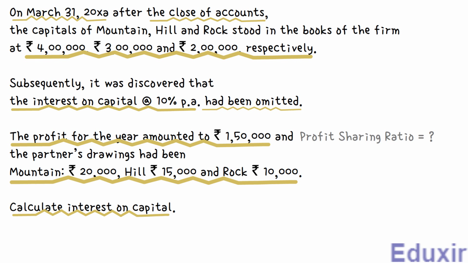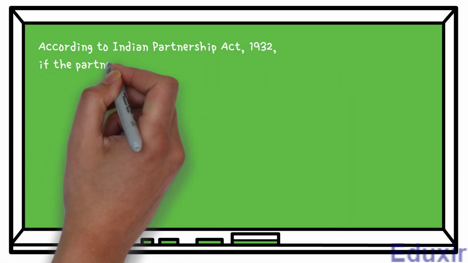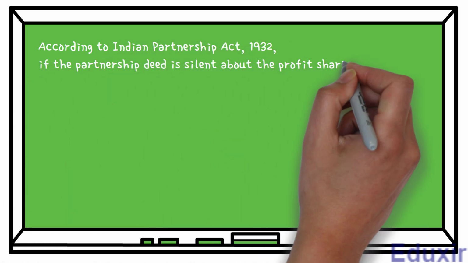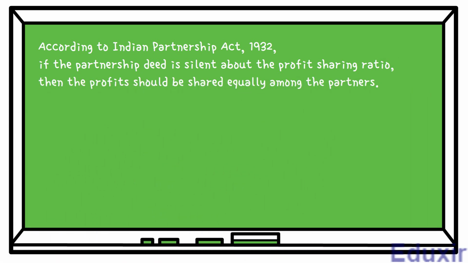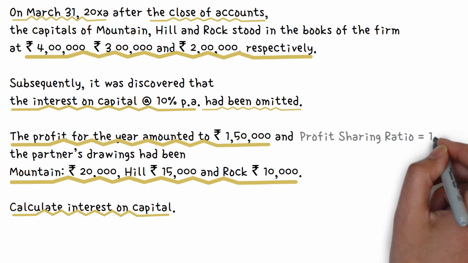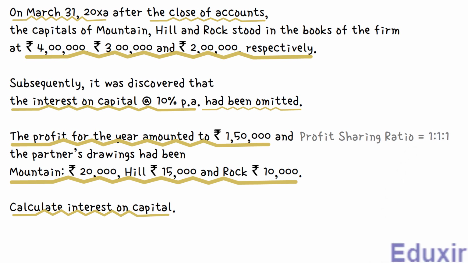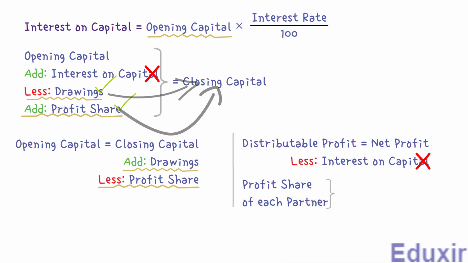Well, we know that according to the Indian Partnership Act 1932, if the partnership deed is silent about the profit sharing ratio, then the profits should be shared equally among the partners. In other words, in our case, the profit should be shared among all the three partners in the ratio of 1:1:1, or equally.